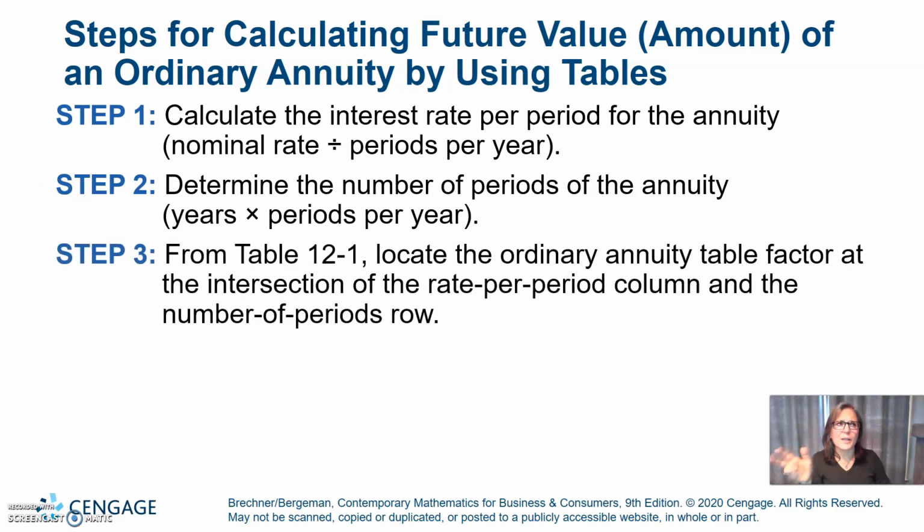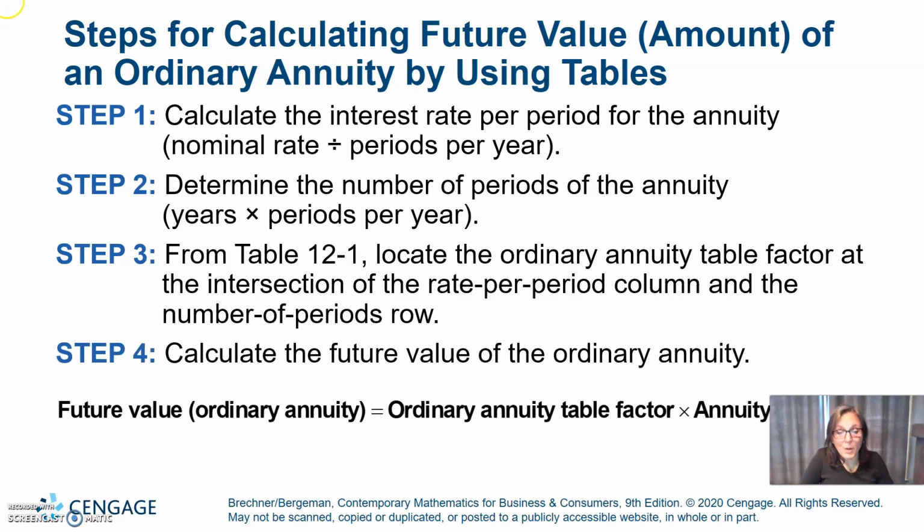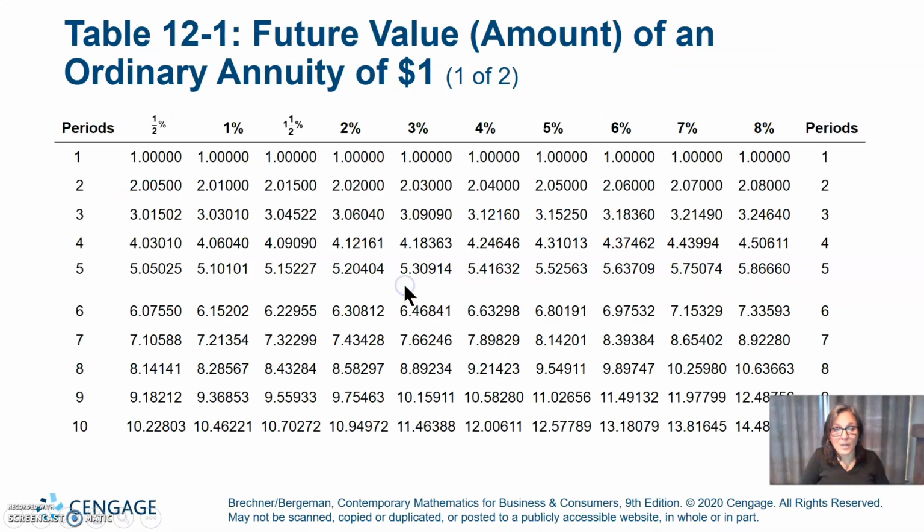I'm sorry, it's 3 years times the number of periods per year. So it's 3. And then we're going to go to the table and go across and down to find our rate. And then we're going to calculate the future value of the ordinary annuity by multiplying the payment times the factor. So let's give that a shot.